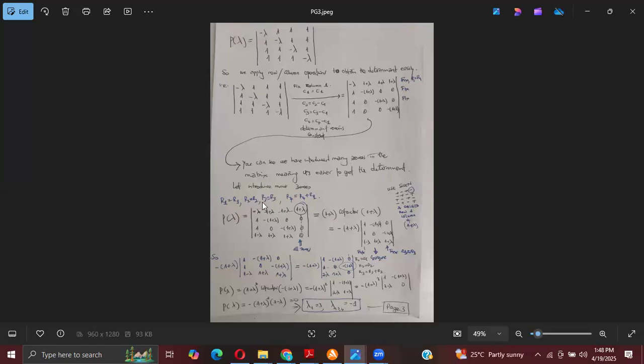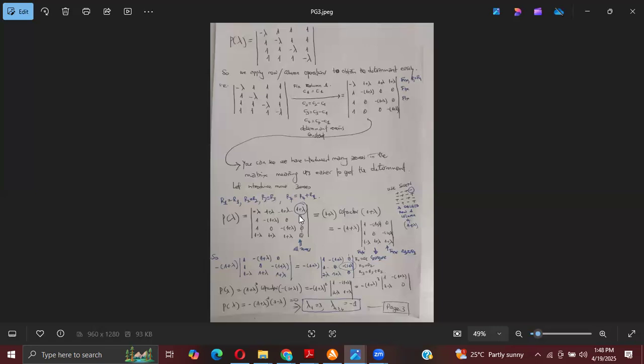Row 1 is row 1, row 2 is row 2, row 3 is row 3. So fix rows 1, 2, and 3, and you only change row 4. You just say row 4 is row 4 plus row 1. What happens is that the first 3 are the same. Then you have 1 minus lambda, then 1 plus lambda, then 1 plus lambda, and then 0. Now this last column is 0, 0, 0, except this part. So now we can find the determinant.